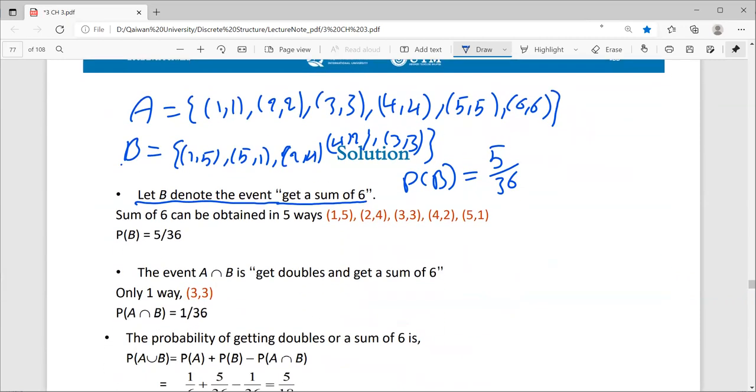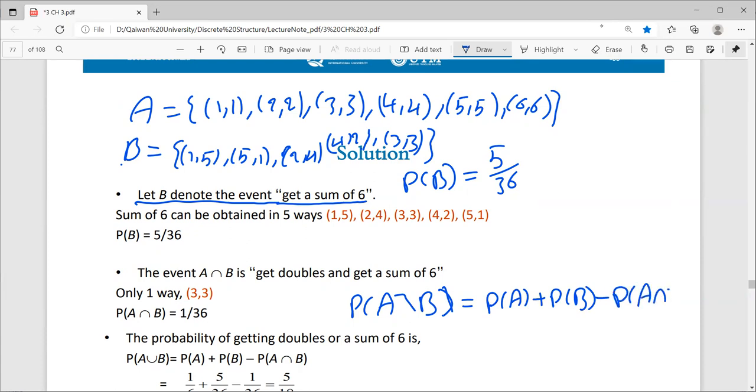And we apply this rule. We say probability of A or B equals probability of A plus probability of B minus probability of A intersection B.